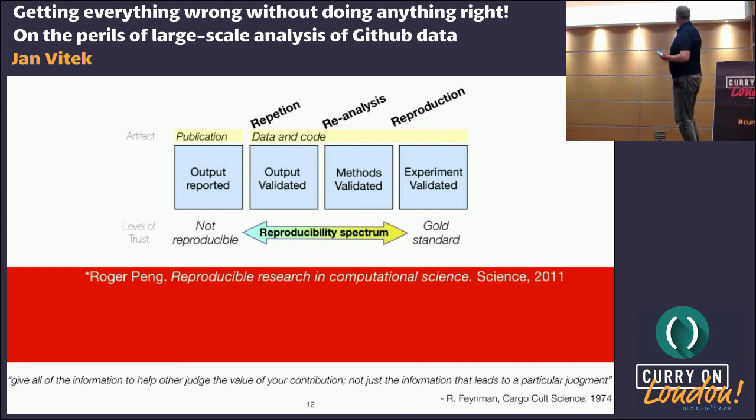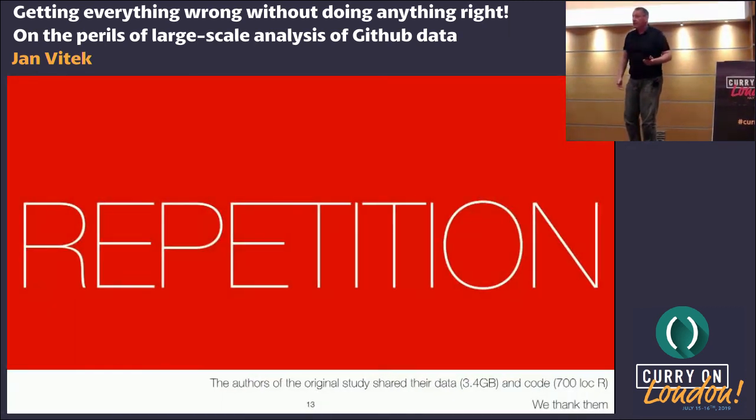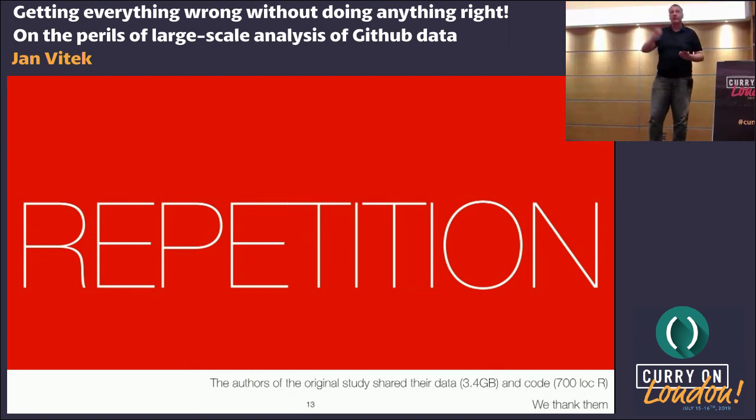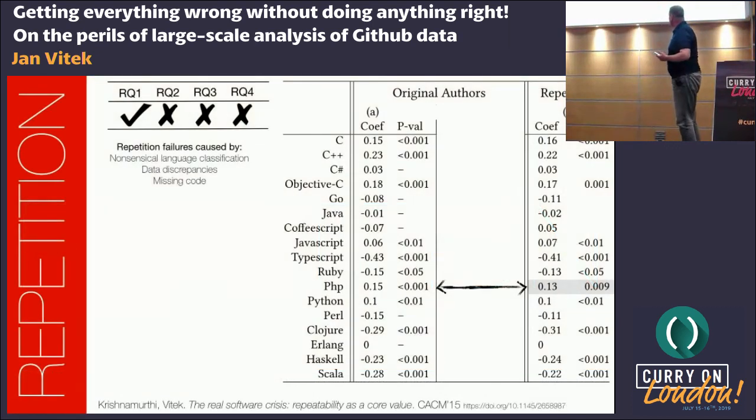So the first thing we decided to do was a repetition, because that's easy, right? So we start with a repetition. We have the data from the authors. It's about 3.4 gigabytes and 700 lines of R code. And I'll just focus on the first research question. We were mostly able to reproduce the first research question.